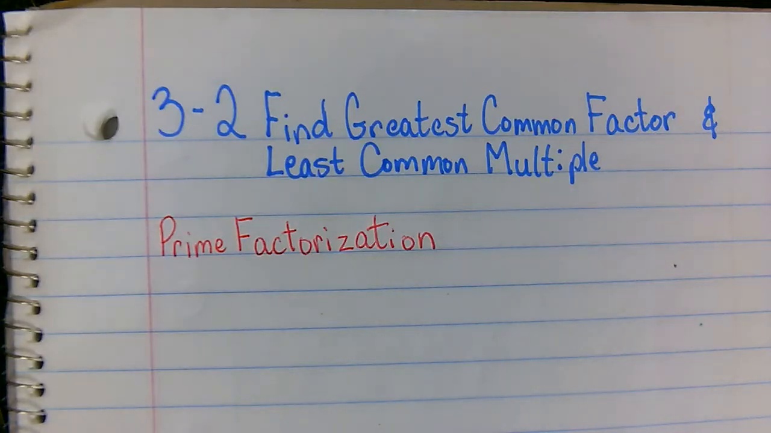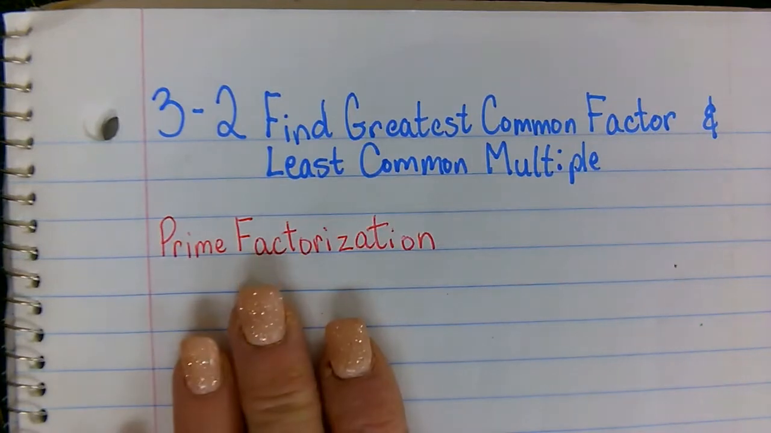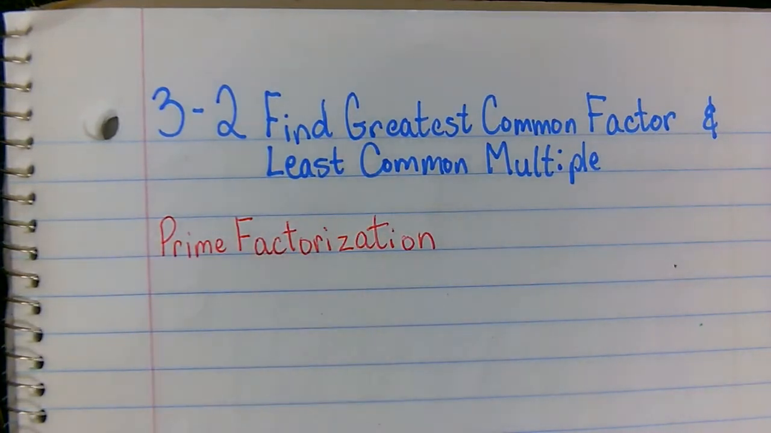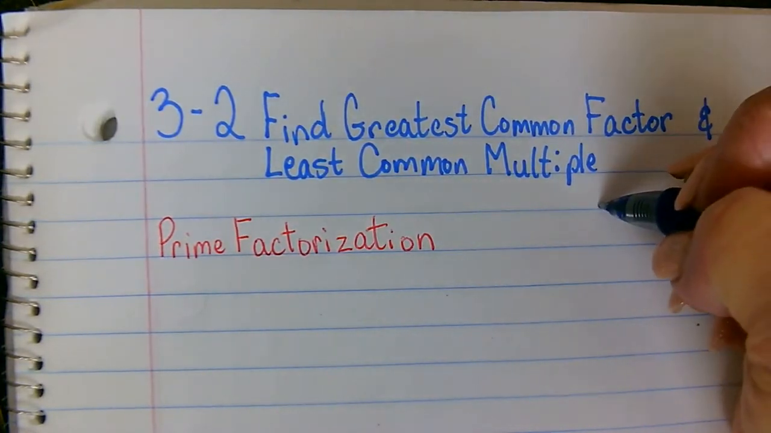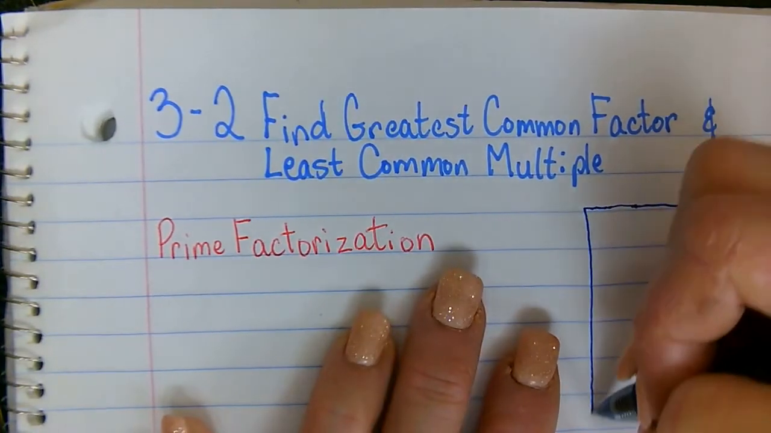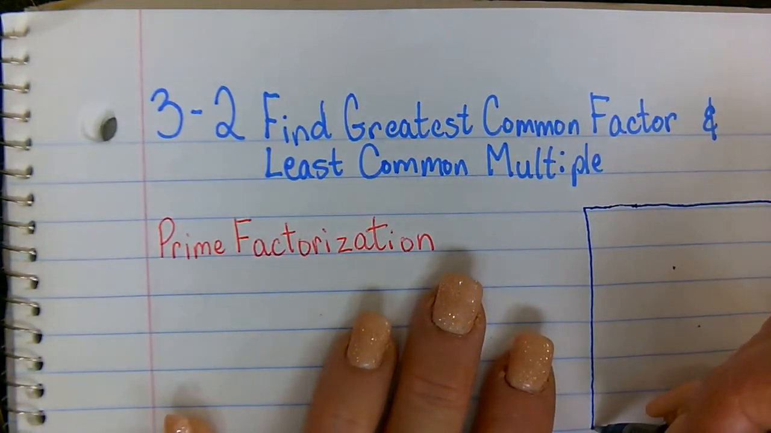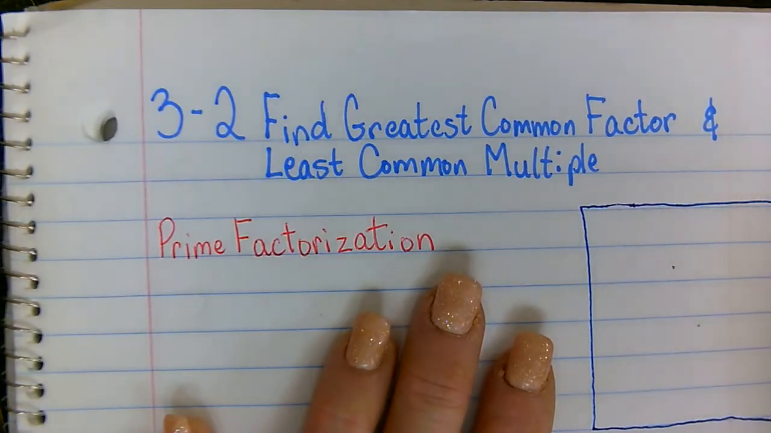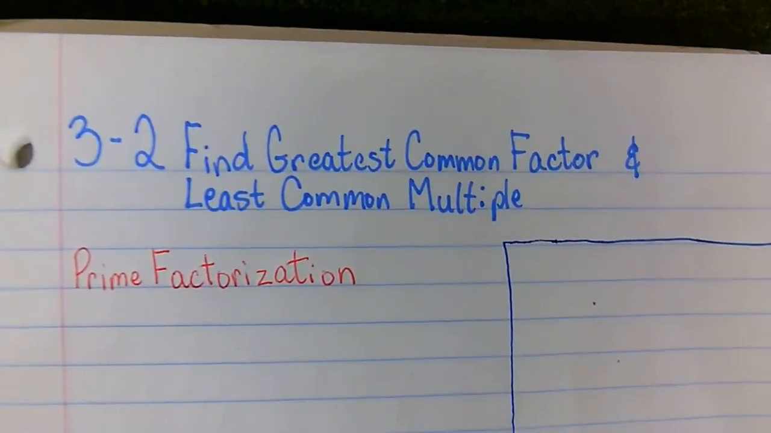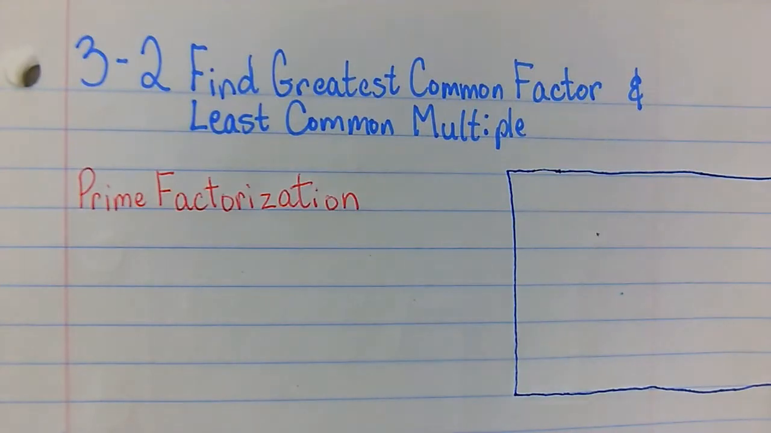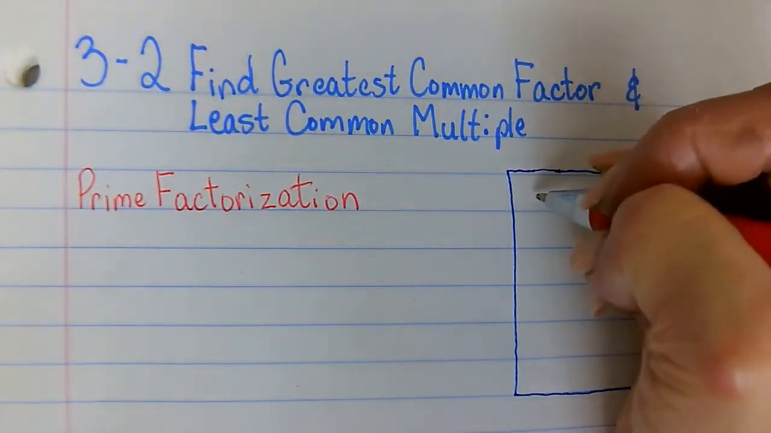Alright students, let's begin with 3-2, find greatest common factor and least common multiple topic today. We're going to begin by talking about prime factorization, and along with that we're going to make just a nice little list of prime numbers that you can find through 100. Okay? One doesn't count because a number has to be divisible only by itself and 1.